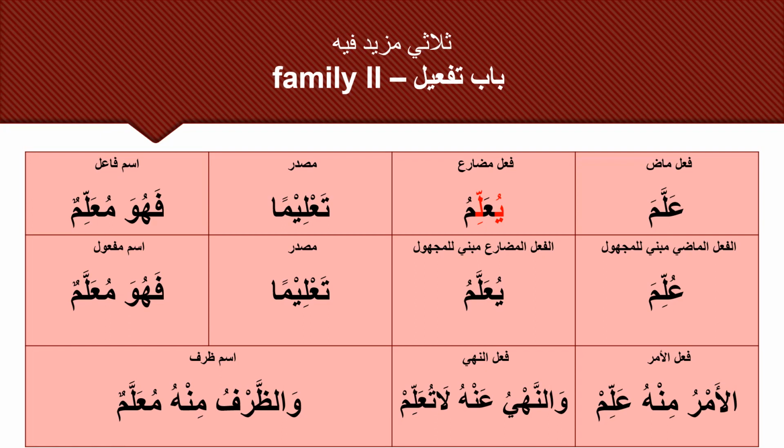sin, lam, and mim. So it will be like sallama yusallimu tasliman fahuwa musallimun, just like that. So it goes on, and you can put any root letters in it to form this chart. Just like that, and it goes on, right? So this is our family 2, Bab Taf'il.